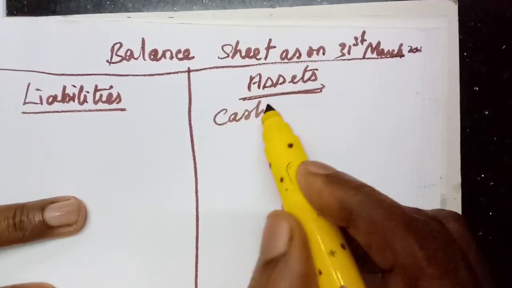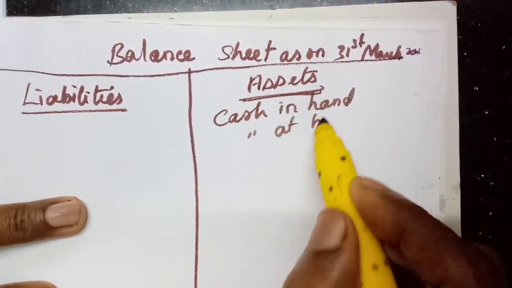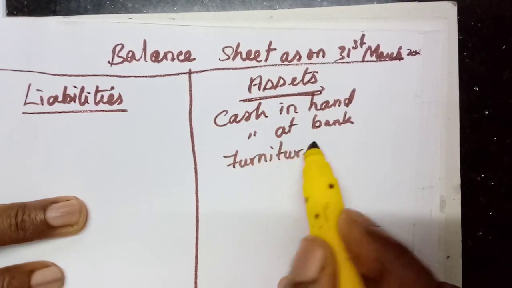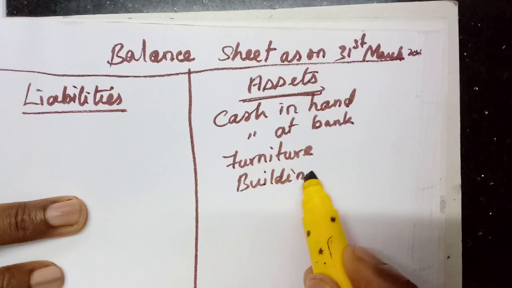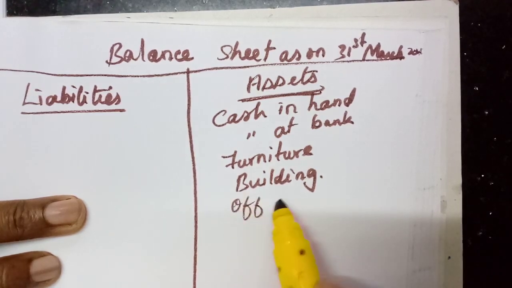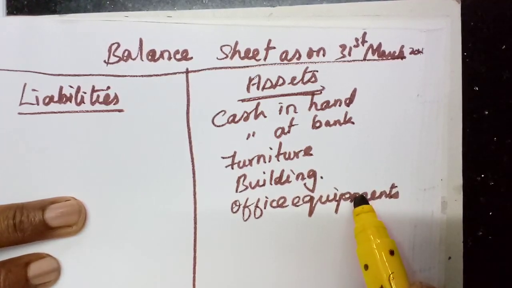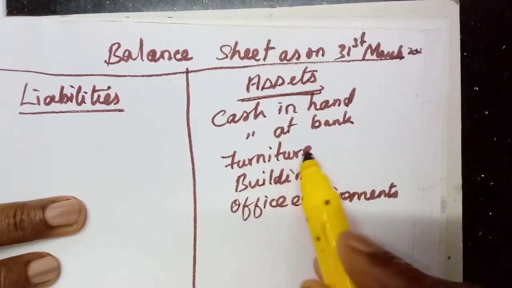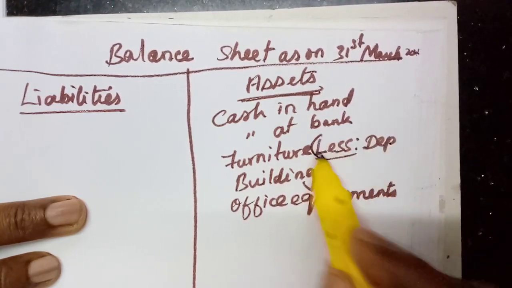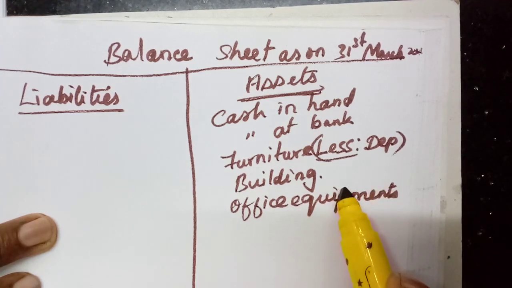All the closing amount, cash in hand, cash at bank, then all the assets, fixed assets, for example furniture, building. It is a not for profit organization, so machineries and all will not come. Okay, furniture, building, then office equipments. Then for any adjustment, for furniture, if there is depreciation, we have to make an adjustment, less depreciation, the net amount will be written. For building also, for all the fixed assets, if there is depreciation, we need to deduct.